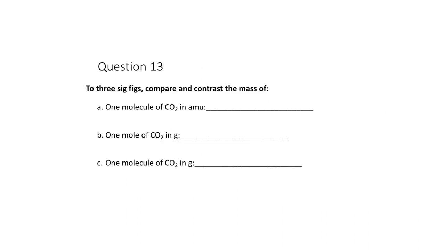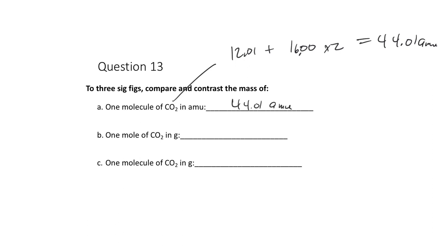Finally, a couple of mass questions. This is getting into some chapter 3 topics, a little bit ahead of class for this week, but for 1 molecule of CO2, we get the molecular mass. So our mass of 1 molecule, we can just add this up from the periodic table, 12.01 plus 16.00 times 2 for the 2 oxygens. So this is going to be 44.01 AMU.